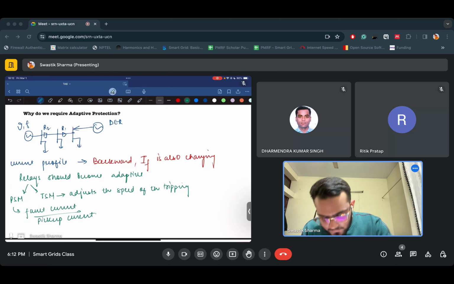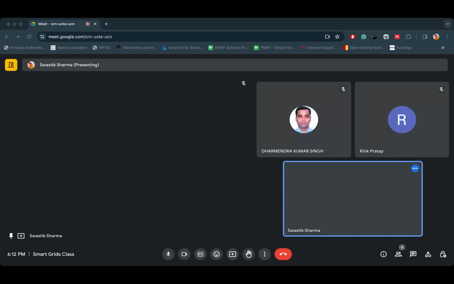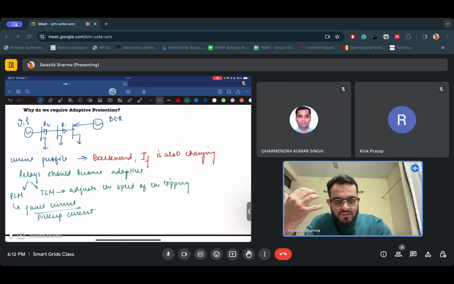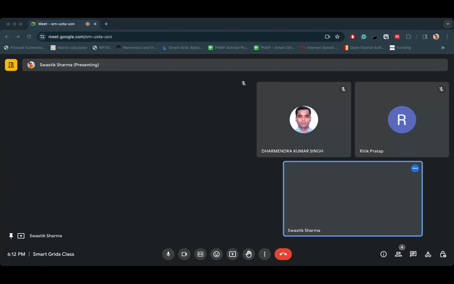So we now have achieved these two things, but still, what is missing? One thing is missing, right? We can sense fault current, we can change the threshold using the plug setting multiplier, and we can change how quickly or slowly we want to trip for the fault. What is one thing that is still left unchecked? Anyone?